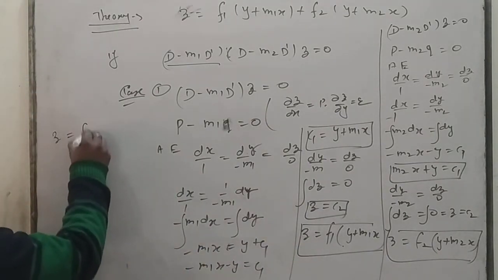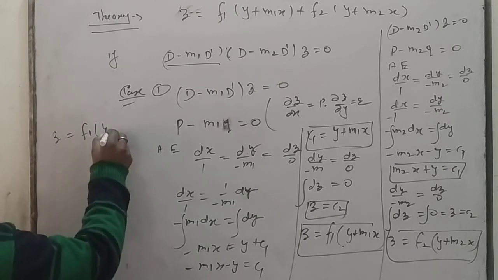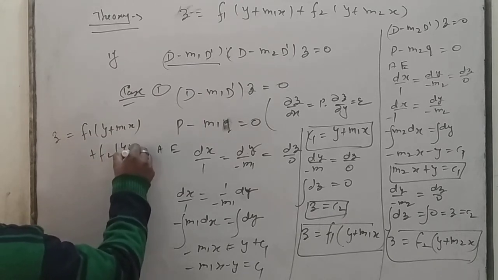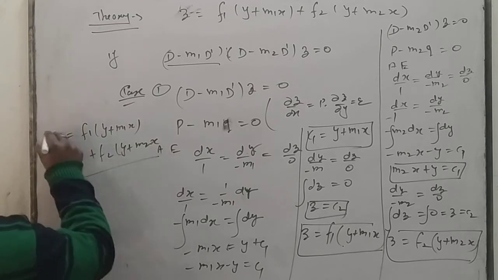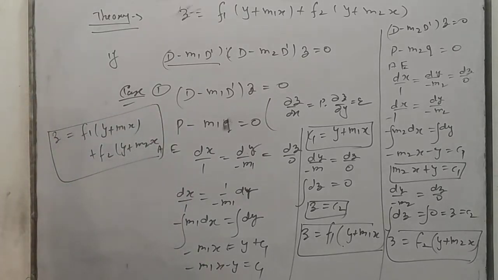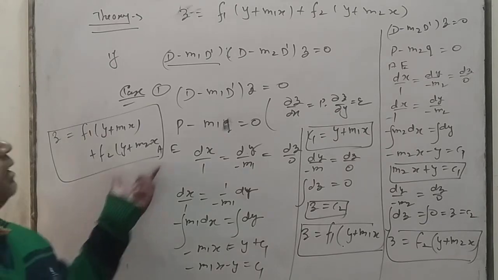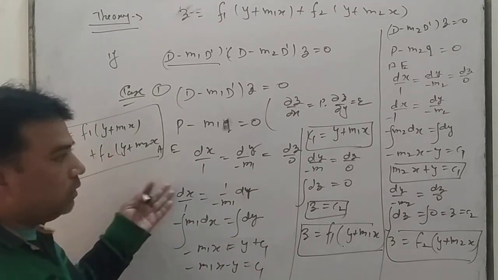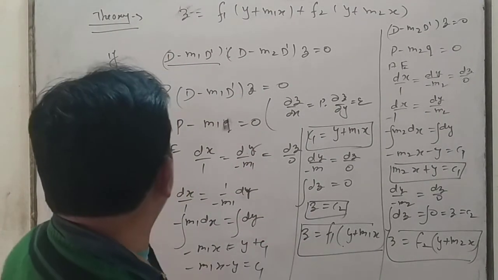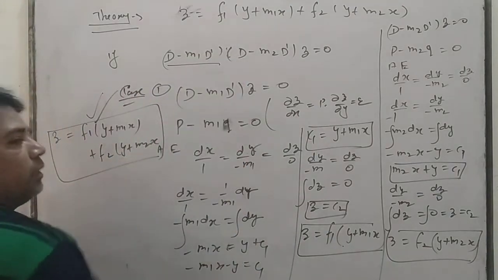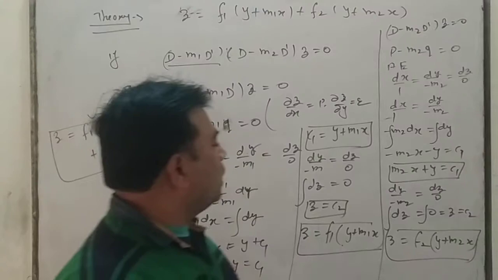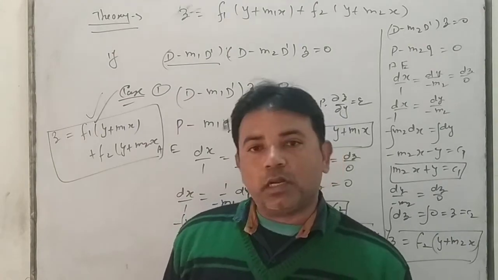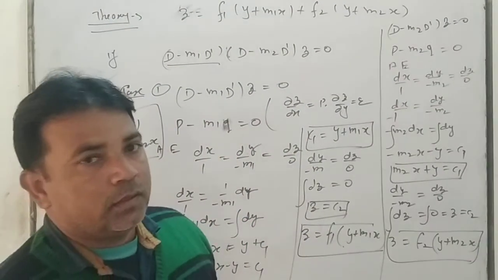Then z equals f1 of y plus m1 x plus f2 of y plus m2 x. This is the form of the complementary function. We discussed this in previous questions, how to write the CF in this form and how to find it. We discussed finding the CF by this method. I hope all the students understand easily. If you have any problem, inform me in the comment box, then I will sort out your problem shortly. Please make a note.